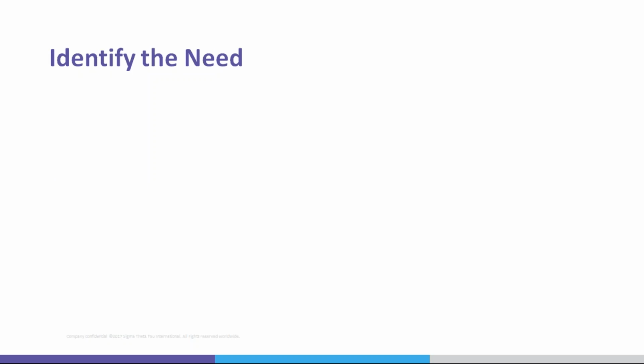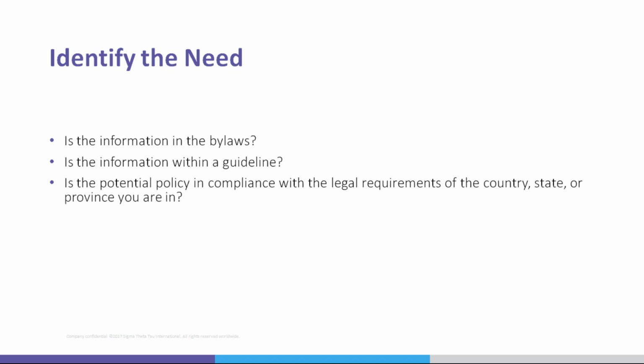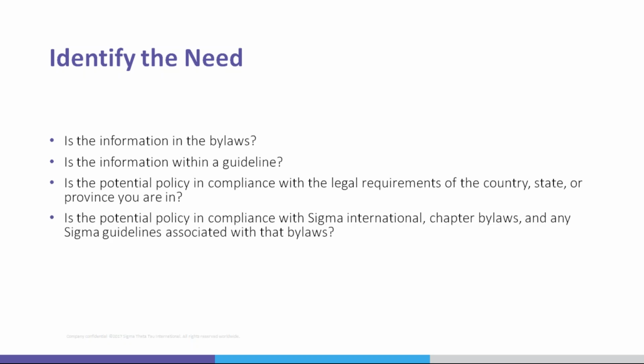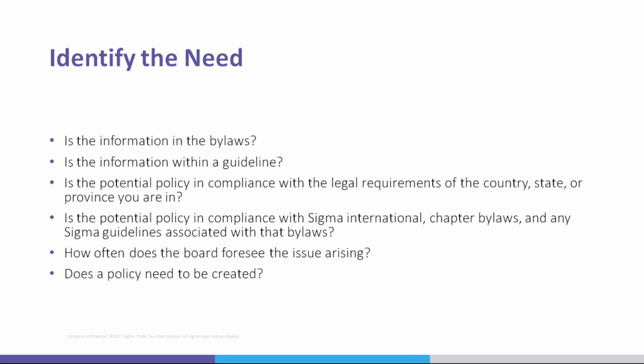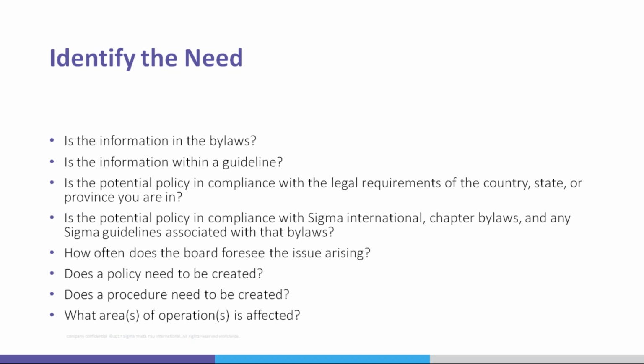When a board believes that the policy should be created, it must first determine if there is an actual need. Is the information already outlined in the bylaws? Or is it already clarified within a guideline? Is the potential policy in compliance with the legal requirements of the country, state, or province in which you are located? Is it in compliance with the International and Honor Society bylaws, as well as any SIGMA guidelines associated with that bylaw? How often does the board foresee this issue arising? Does a policy need to be created? Does a procedure need to be created? And what area or areas of operation will be affected?